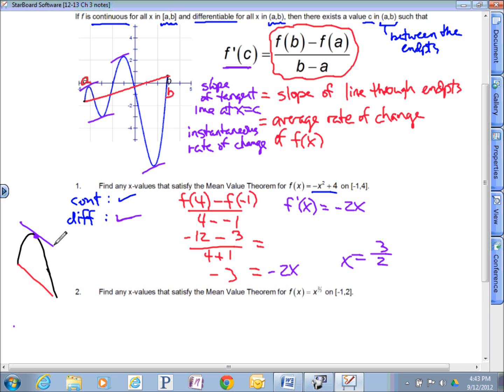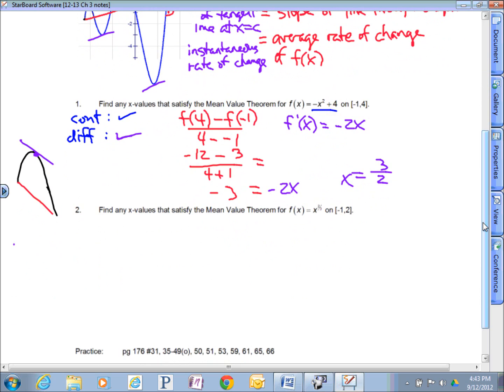Problem number 2, if I do the same thing, find any x values that satisfy the mean value theorem for f of x equals x to the 2/3. Let's do the same thing that we did before. Is this thing continuous? Let's see. So x to the 2/3 power, well, it doesn't have any asymptotes. It's going to exist everywhere because you're taking the cube root of something. So no problem with continuity. This thing is definitely a continuous function.